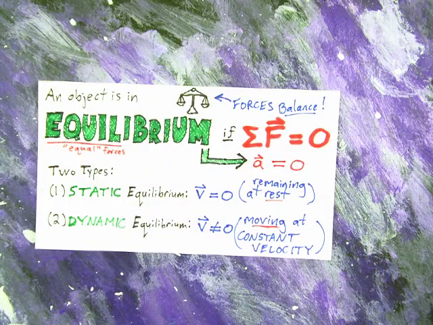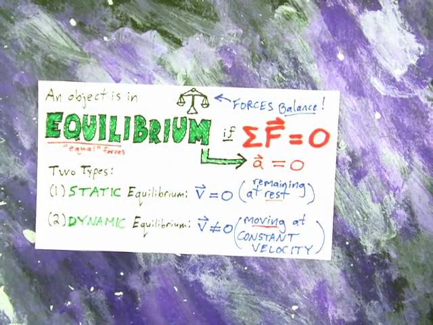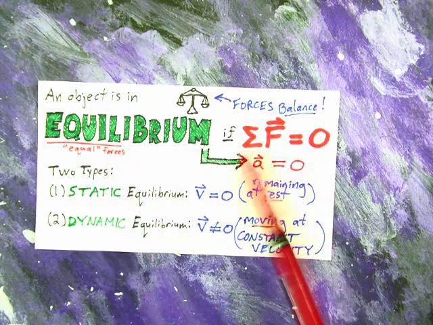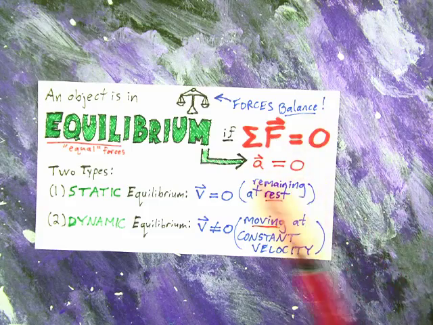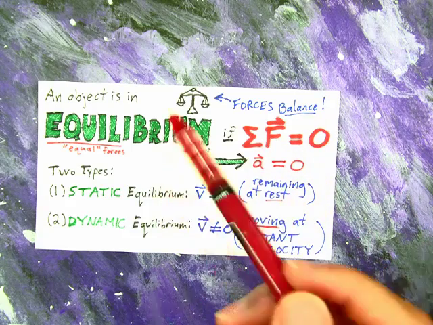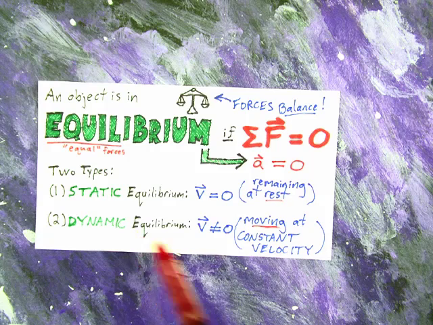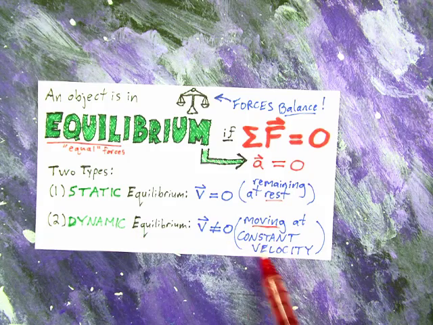So, in summary here, an object is in equilibrium, equal forces, if the net force is zero, which means that the acceleration will also be zero. And then there are two cases, either static equilibrium, if you're at rest, not moving, or dynamic equilibrium, if you are moving, but at a constant velocity.